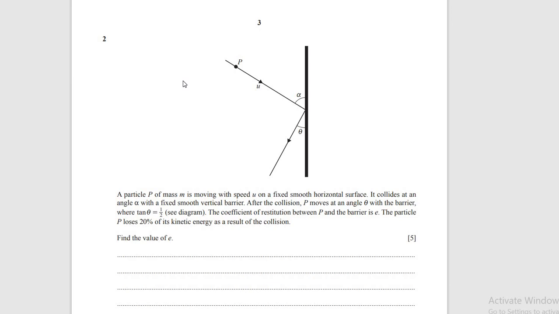Let's resolve it horizontally. The horizontal velocity in this case, opposite over hypotenuse, will give us u sine alpha. Vertical component of that velocity will give us u cos alpha. It collides at an angle alpha with a fixed smooth vertical barrier. After the collision, P moves, that's final velocity, at an angle theta.